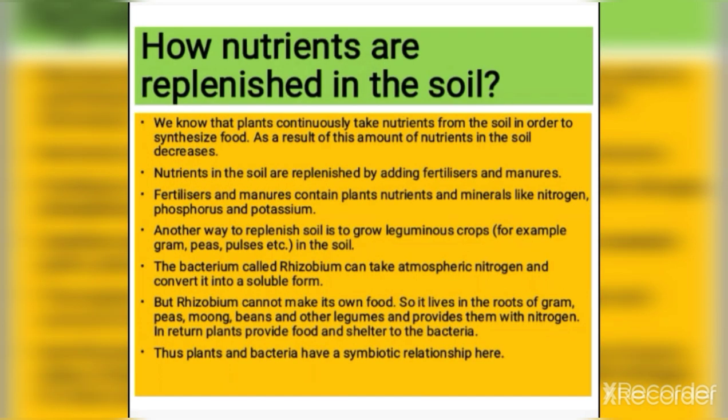Nitrogen is available in the atmosphere in a large quantity, but plants are unable to take it directly. The bacterium called Rhizobium can take atmospheric nitrogen and convert it into a soluble form so that plants can take nitrogen. But Rhizobium cannot make its own food, so it lives in the roots of gram, peas, mung, beans and other leguminous plants and provides them with nitrogen.